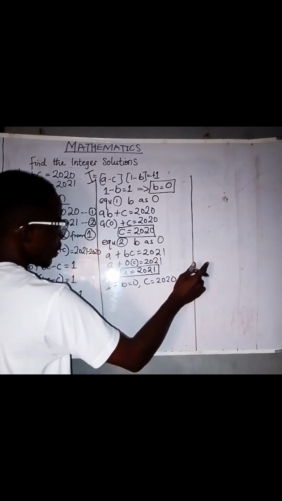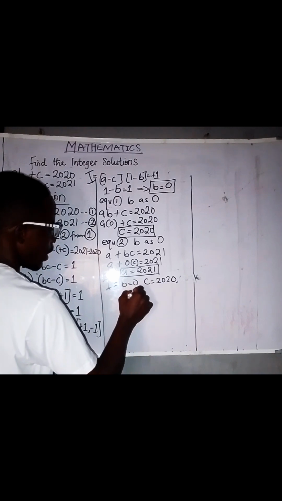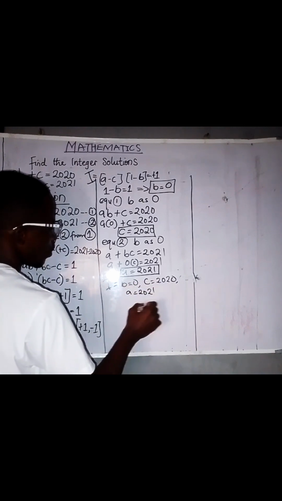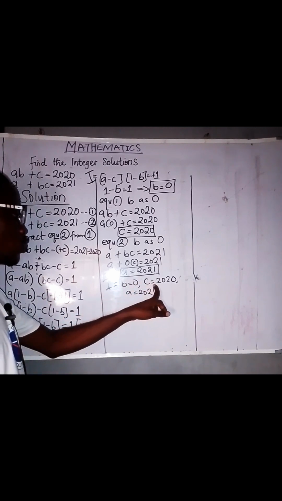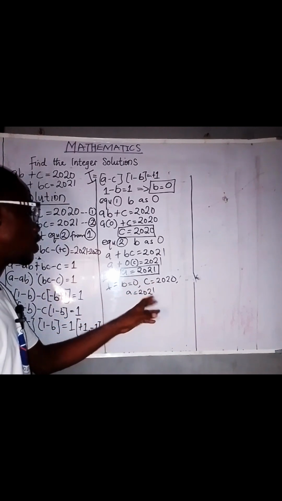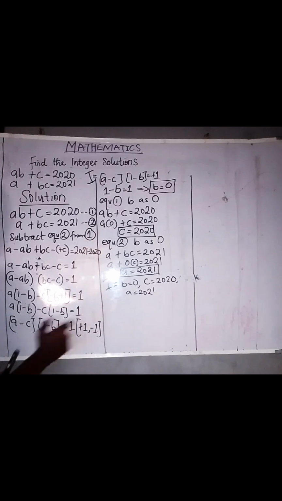So let me write it down properly. For my first integral, I've gotten b as 0, c as 2020, and a as 2021. That's for the positive integral. That's when my integral is a positive one.